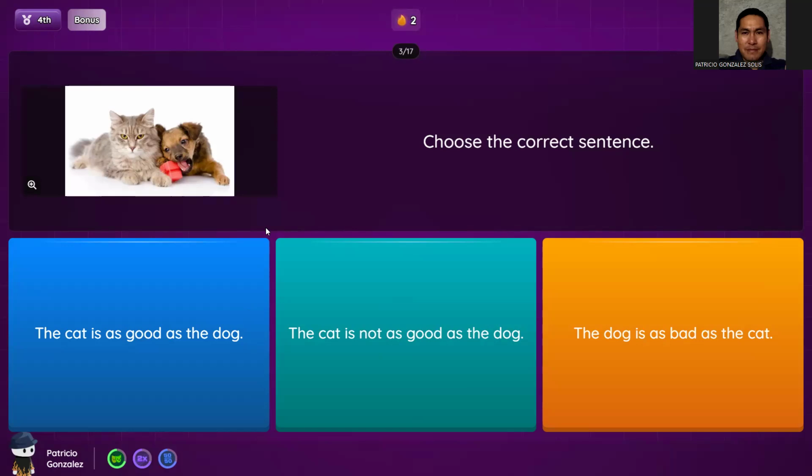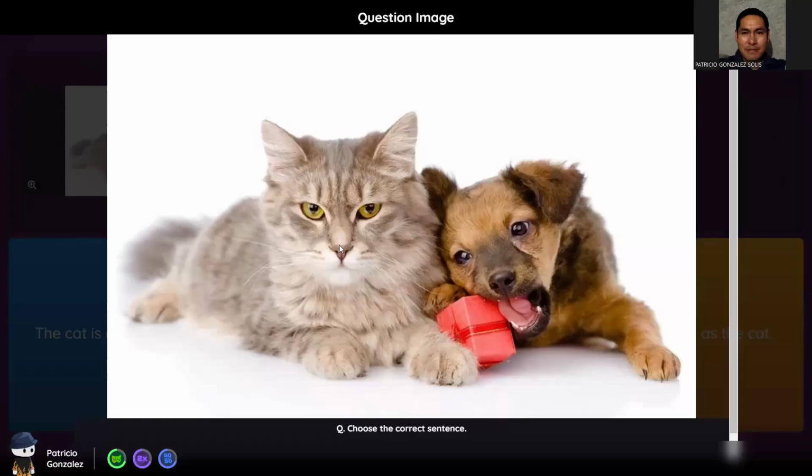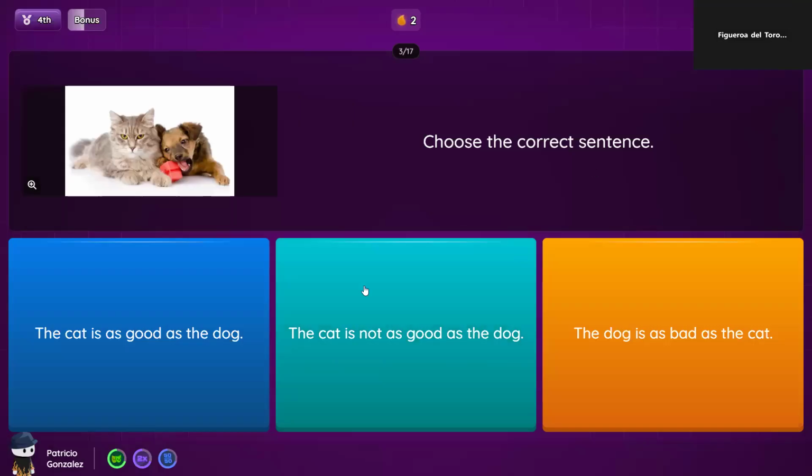Okay. What about this? Choose the correct sentences. The cat is as good as the dog. No, the cat is not as good as the dog. The dog is as bad as the cat. Poor little dog, very angry. Yes, which one, my dear? The cat is not as good as the dog.